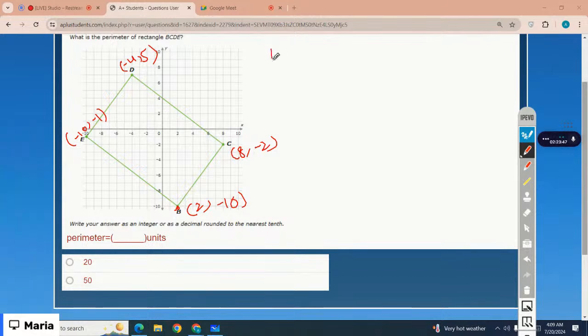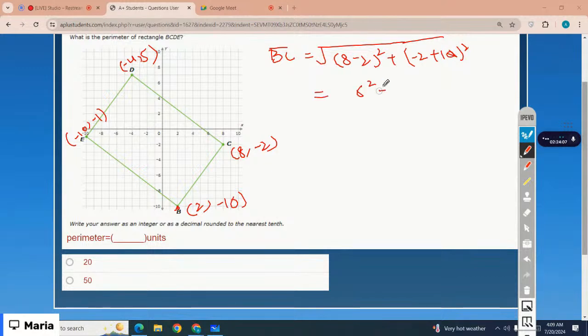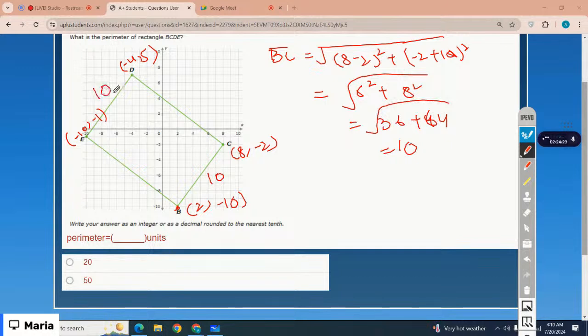So the distance formula is x2 minus x1 square, 8 minus 2 square, plus negative plus 10 whole square, right? The x square plus 8 square, 64. So that means the side length is 10. This one is also 10.